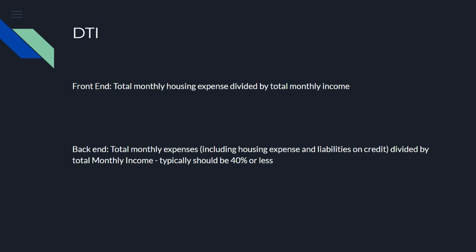So let's say you make $4,000 gross per month and you pay $1,000 in rent a month. And let's just say those are the figures that you need to calculate your front end ratio. So now you would take that $1,000 and divide it by the $4,000, which I believe is like 25% or something.